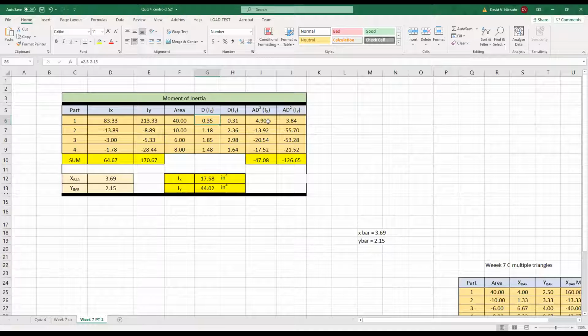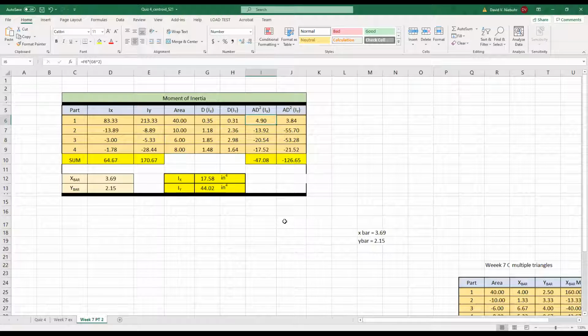And then here, it's just a matter of taking the area and squaring this. The nice thing is that because it's all added together, you can simply add up all these terms, and you can add up all these terms. And so essentially your answer for IX is just 64.67 plus this 80 squared. Once you get your answer, you notice 17.58. And then you do the same thing here. You have 170 minus 100 added to a negative 126, you get 44.02.